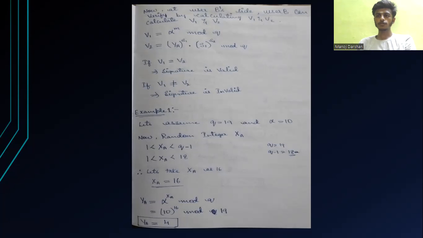In the next step, we need to find YA. We have the formula YA is equal to alpha power XA mod q. Now we substitute the values of alpha and XA in this formula. We substitute alpha as 10, XA as 16 and q as 19. 10 power 16 mod 19, we get YA is equal to 4.